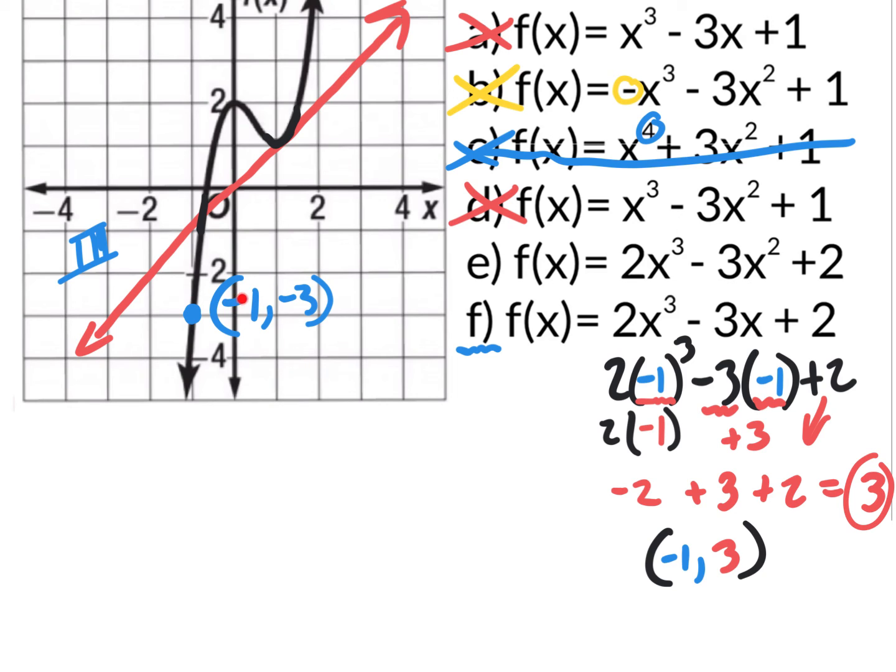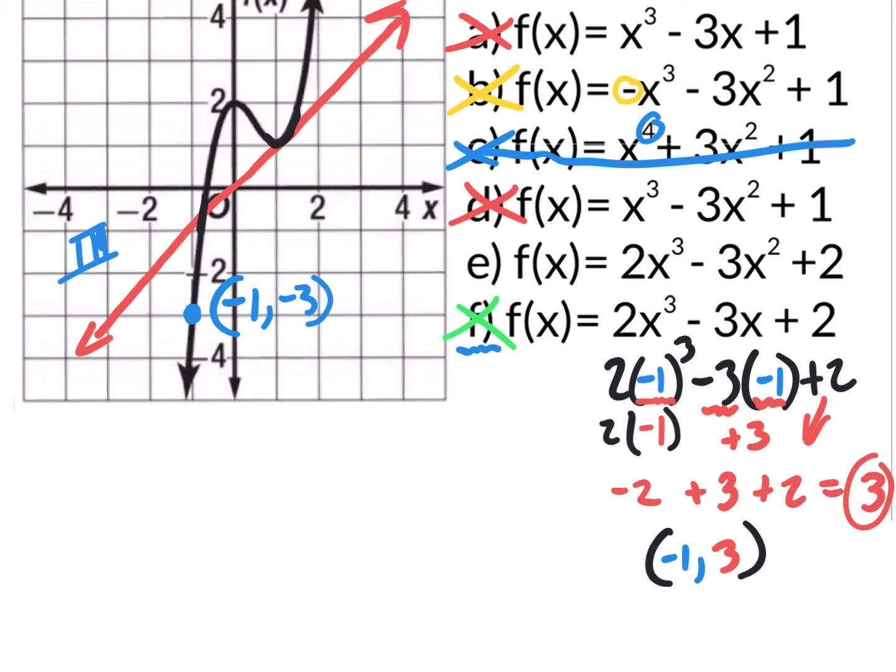When you plug in a -1, you're supposed to get out a -3, and this did not happen on option F, which means it's incorrect. So obviously the answer is option E. If you were to graph this on Desmos, you should see this perfect exact graph right there on Desmos. Or we could also verify it by simply plugging in the -1 right there and right there.